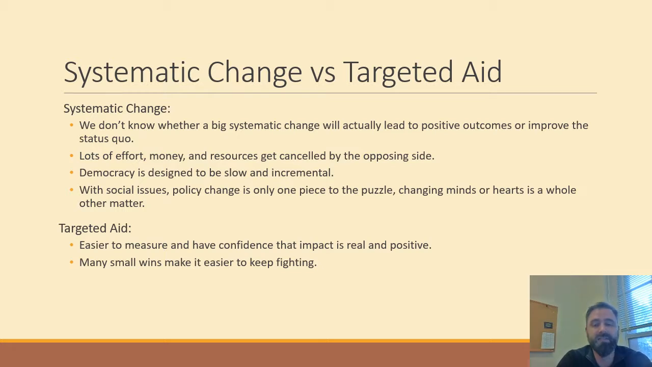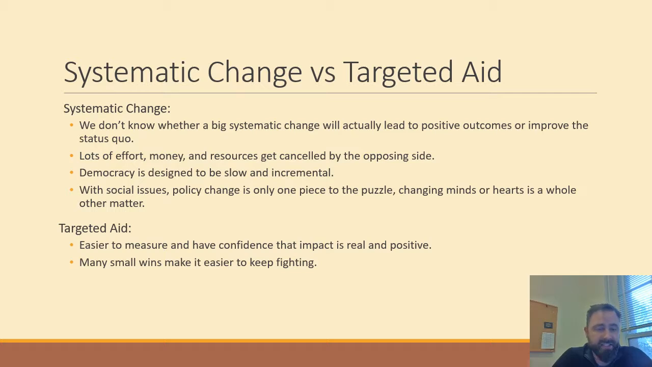Democracy is designed to be slow and incremental. So these wins, again, as I mentioned previously, you have to take very long time horizons when measuring or trying to evaluate the work of advocacy. And then finally, with social issues, policy change is only one piece of the puzzle. Changing hearts and minds is a whole other matter and may not even be possible. You know, can we even change people's minds and hearts? I'm not sure if that's even true.